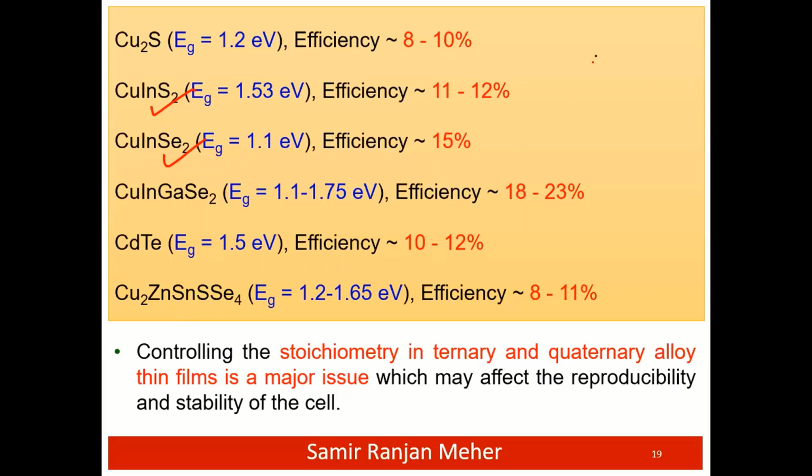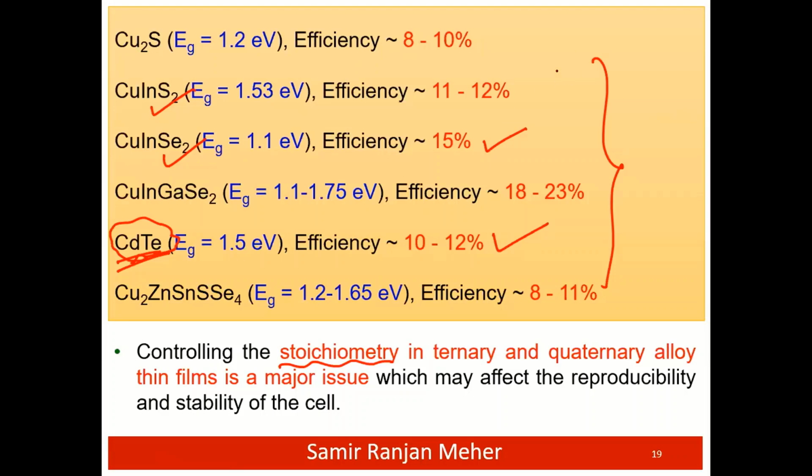They are the typical efficiencies of this layer, and there are many other cost-effective absorber layers also available. So the major demerit of these ternary and quaternary absorber layers is the controlling of the stoichiometry. It is very difficult to control the stoichiometry, except for cadmium telluride, in this kind of ternary and quaternary alloy absorber layer. So people are looking for different alternatives to replace this absorber layer.